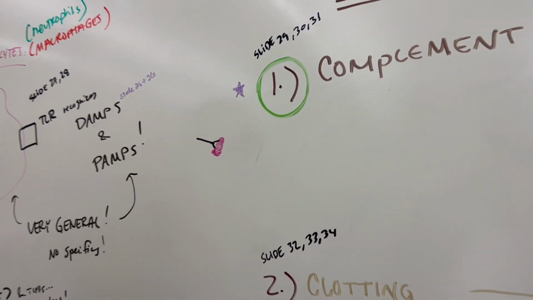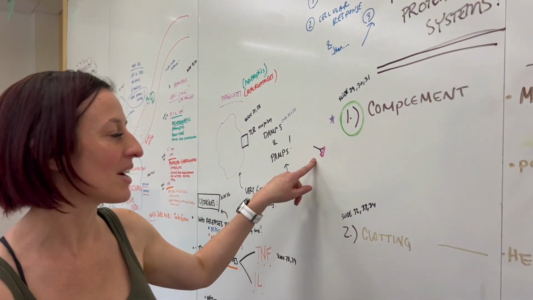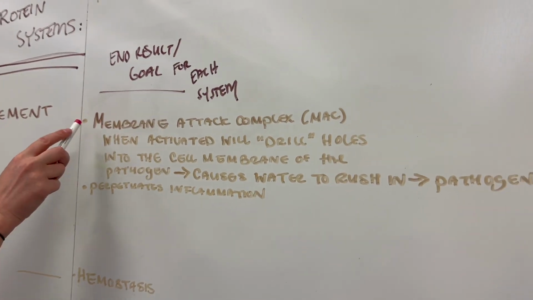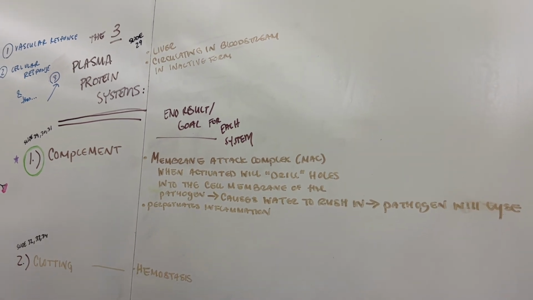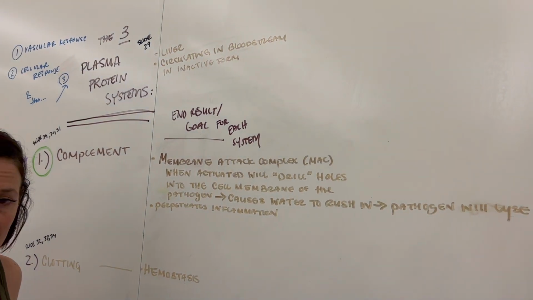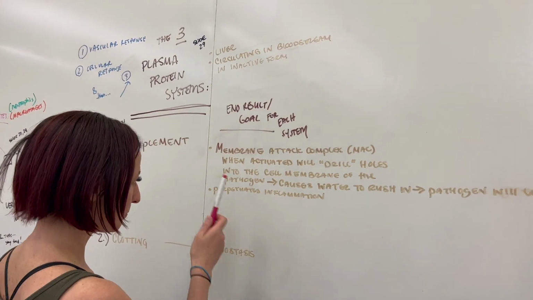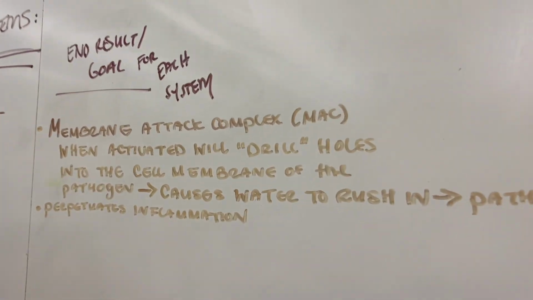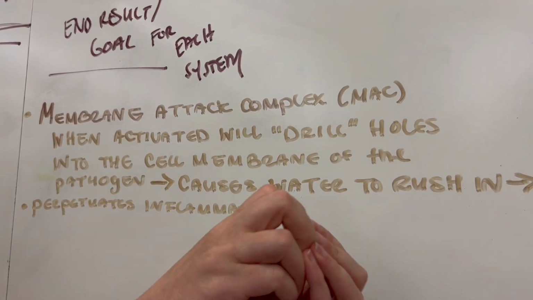It looks kind of like a little piece of meat on a fork, but it's not. So that's an antibody-antigen complex, and that can activate complement also. And so then complement will release something called membrane attack complex, or MAC. What MAC does is that it will essentially drill holes into the cell wall of the pathogen. That's going to cause water to rush in because now there's a concentration gradient. Water is going to rush in, and then it's going to cause the cell to burst.